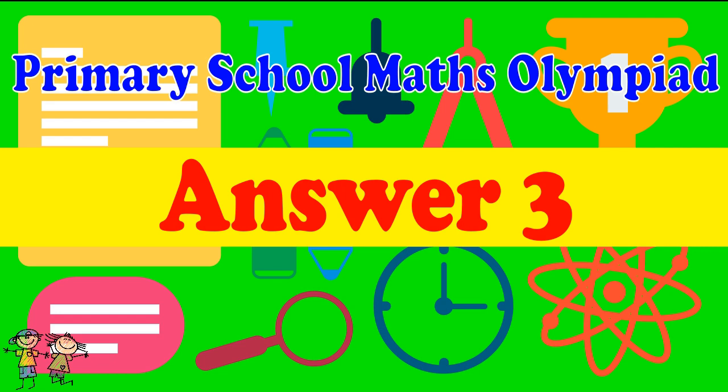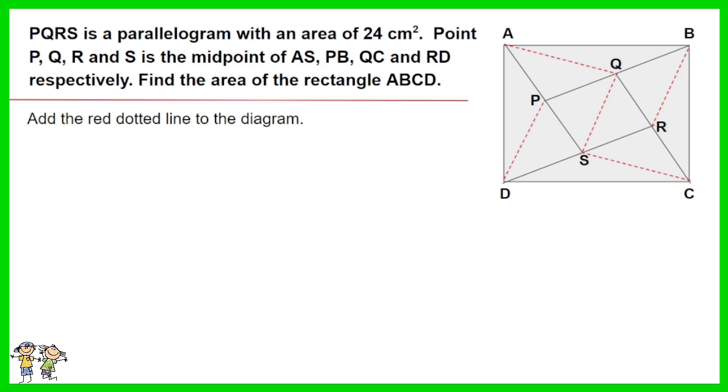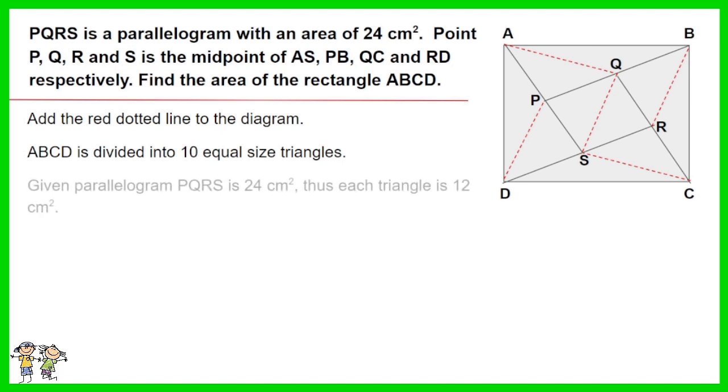Answer for question 3. Add the red dotted line to the diagram. ABCD is divided into 10 equal-sized triangles. Given parallelogram PQRS is 24 centimeters squared, thus each triangle is 12 centimeters squared. Area of ABCD equals 10 times 12. The answer is 120 centimeters squared.